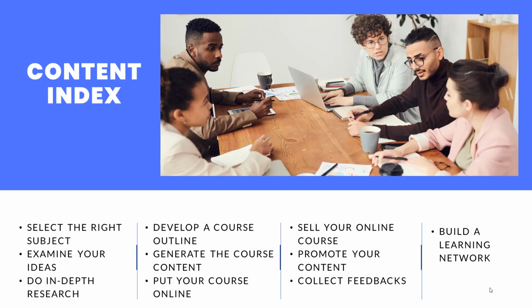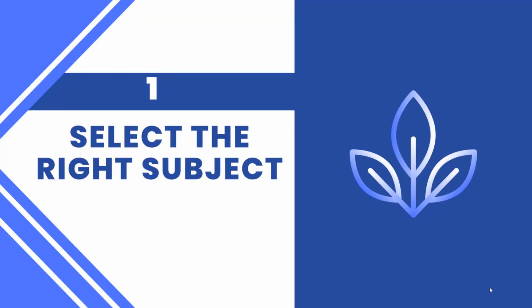So, content index. Select the right subject. Examine your ideas. Do in-depth research. Develop a course outline. Generate the course content. Put your course online. Sell your course online. Then promote your content. Collect feedback. Then build a learning network. So these are the topics or subtopics we are going to look at in this video.